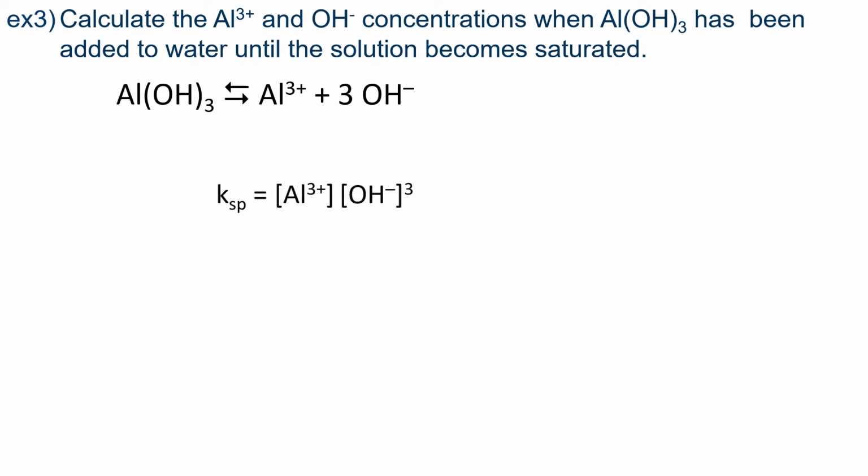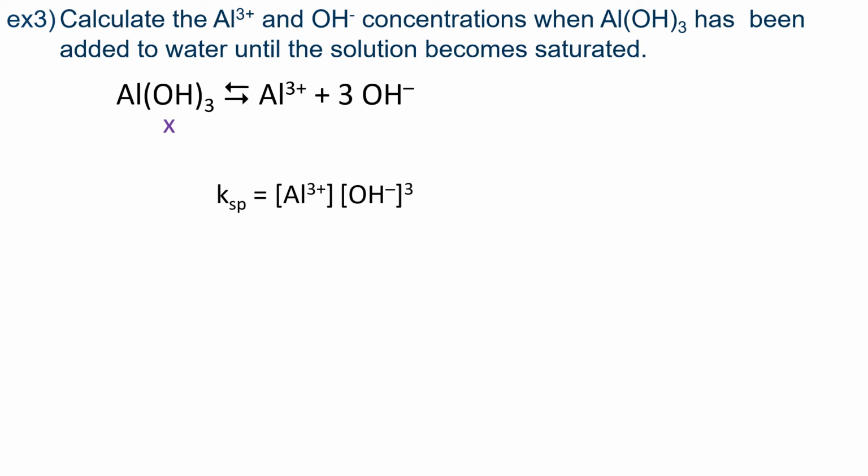And KSP equals aluminum concentration times the hydroxide concentration cubed. Now, we don't know how much Al3+ we're going to have in the end. We don't know how much OH- we're going to have in the end. And we don't even know how much aluminum hydroxide we're going to be adding to the water. So we don't know how much of this we're adding.